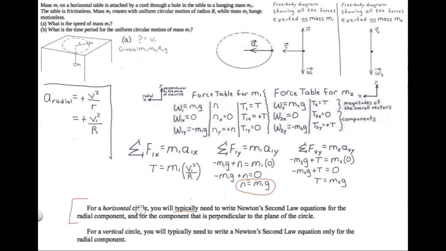For a horizontal circle, you will typically need to write the Newton's second law equation for the radial component and for the component that is perpendicular to the plane of the circle, but this problem now we see is an exception to that pattern. For object 1, we only need the Newton's second law equation for the radial component, the x component. The equation for the component perpendicular to the plane of the circle, the y component, turns out not to be necessary for object 1.